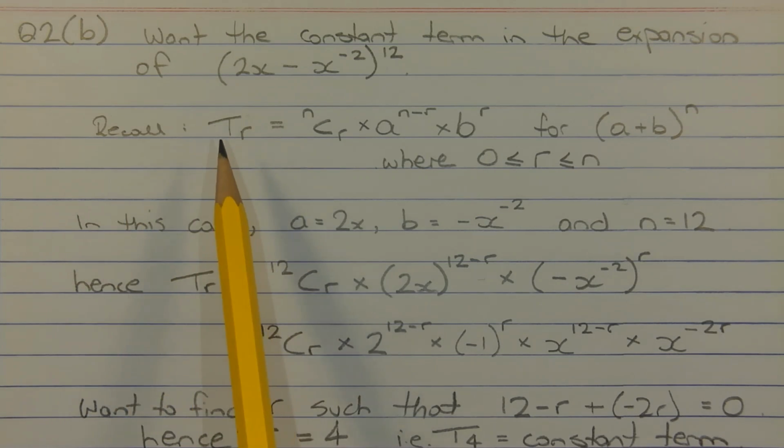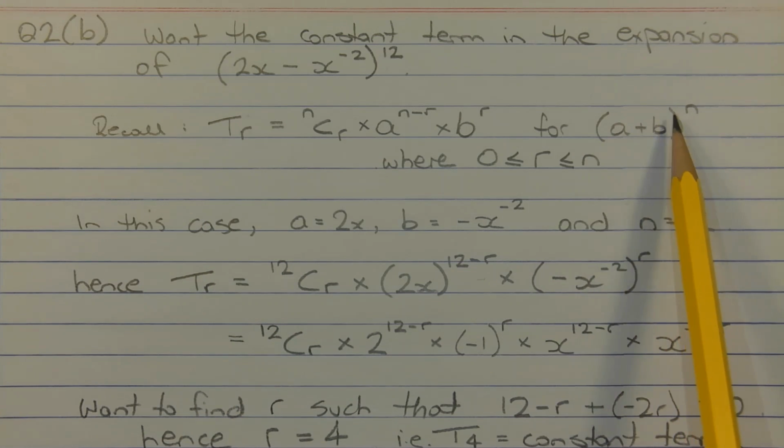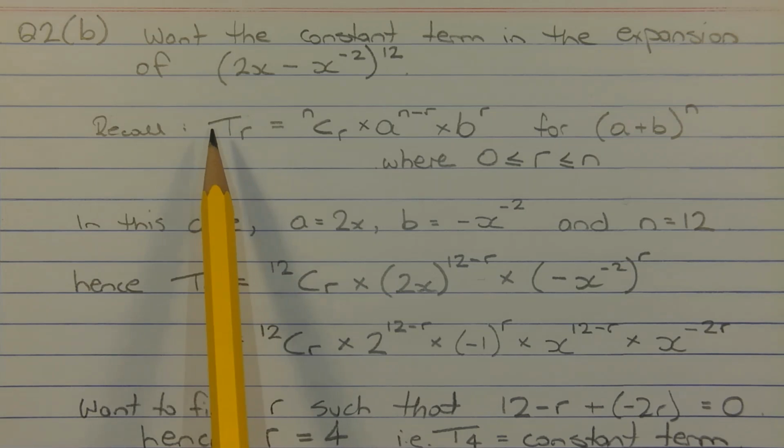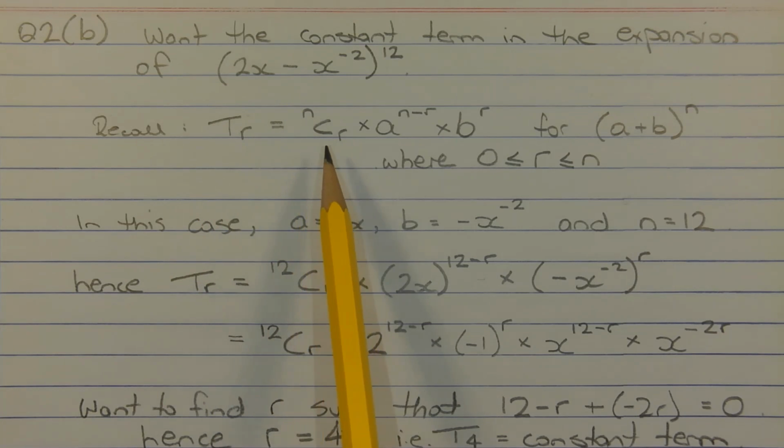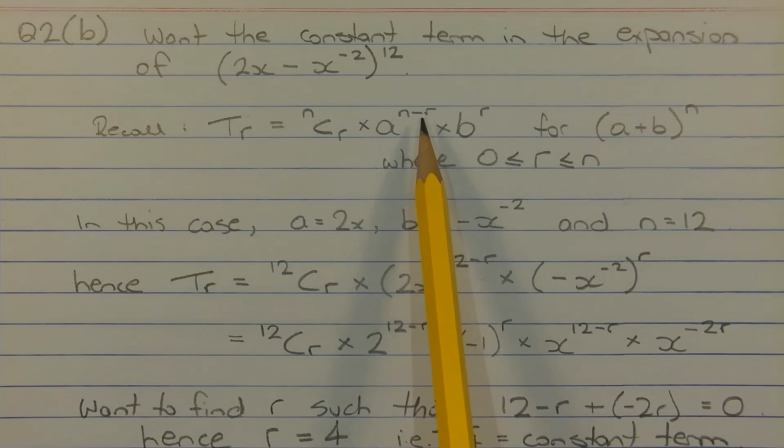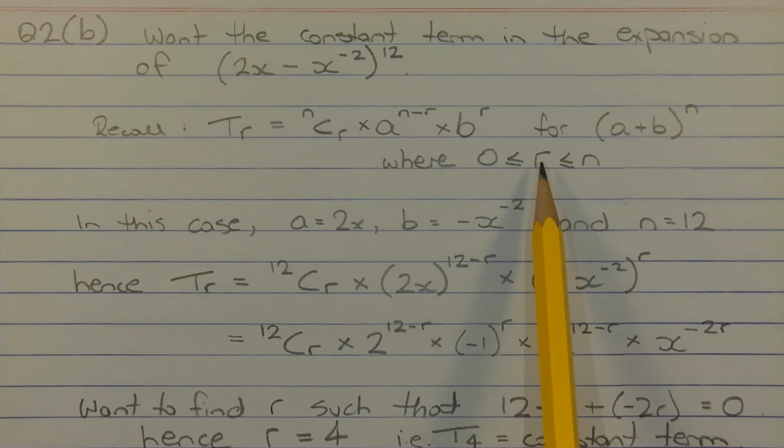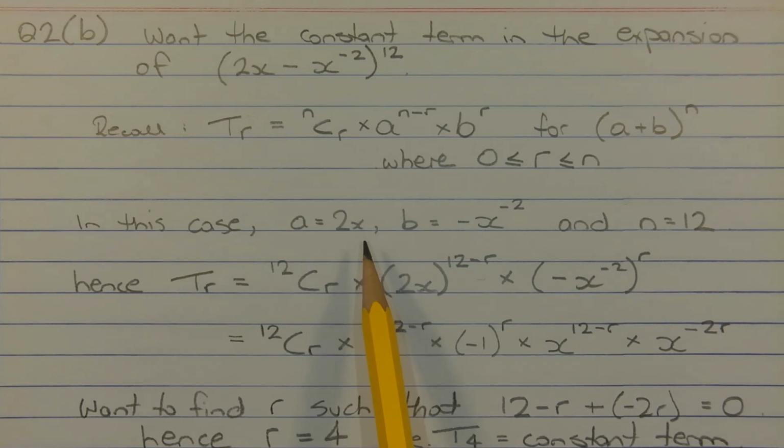Now recall that the general term, or the rth term, of a binomial expansion (a plus b) in brackets to the power of n is given by Tr equals n choose r times a to the power of n minus r times b to the power of r, where r is an integer greater than or equal to 0 and less than or equal to n. In this case, a is equal to 2x, b is equal to negative x to the power of negative 2, and n is equal to 12.